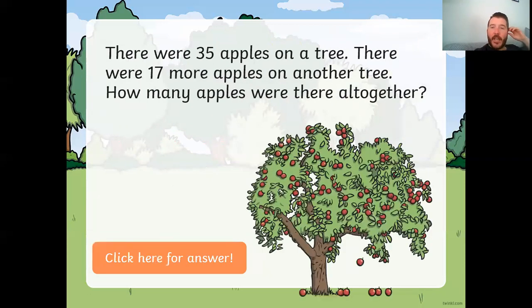Next one. There were 35 apples on a tree. There were 17 more apples on another tree. How many apples were there all together? Pause the video to help you to solve it.